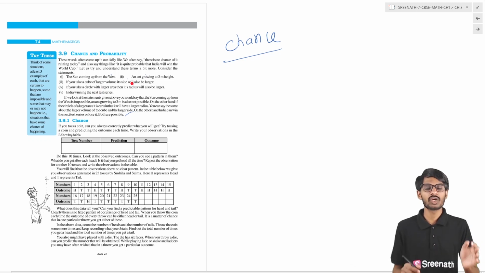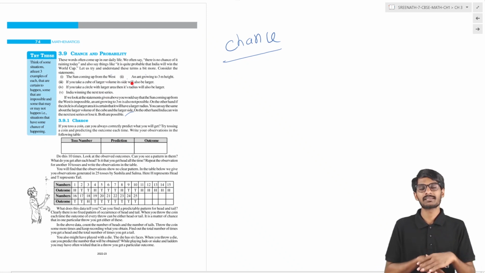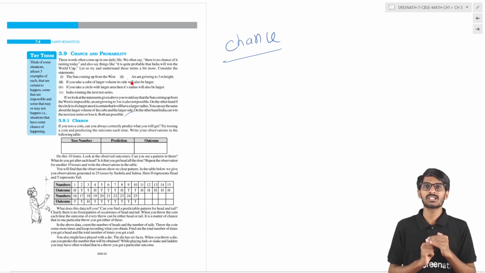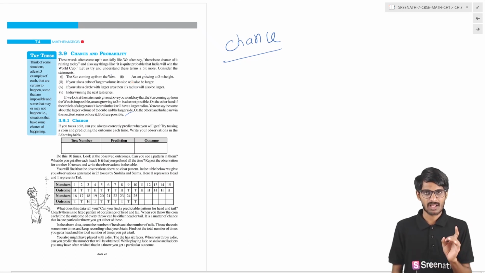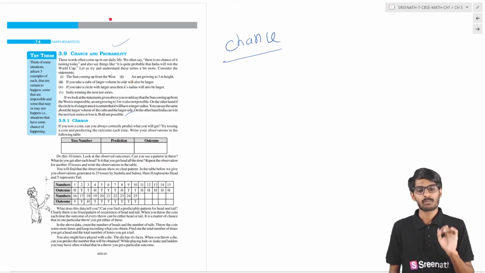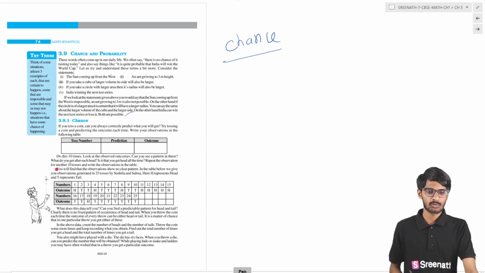So this is where we use chance and probability. In some cases it is highly impossible, but in some cases it is possible. Whenever there is a possibility, we use the words "there is a chance" or "there is a probability", students. Now we will discuss chance.